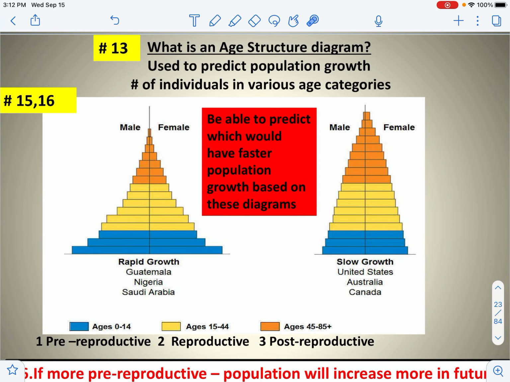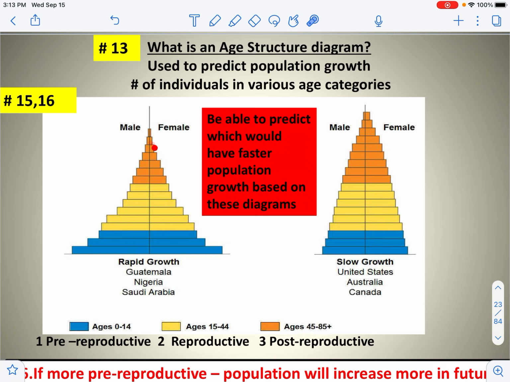Age structure diagrams were talked about in numbers 13, 15, and 16, and they're basically just a way to look at a population. We often do it with humans. Most of the time, when we give an example of this, we're talking about humans in different countries, where they divide it into three categories: 0 to 14, which we call pre-reproductive, before puberty, before they can reproduce. Then the reproductive ages, and then the post-reproductive age, like once women have reached menopause and can't reproduce anymore.